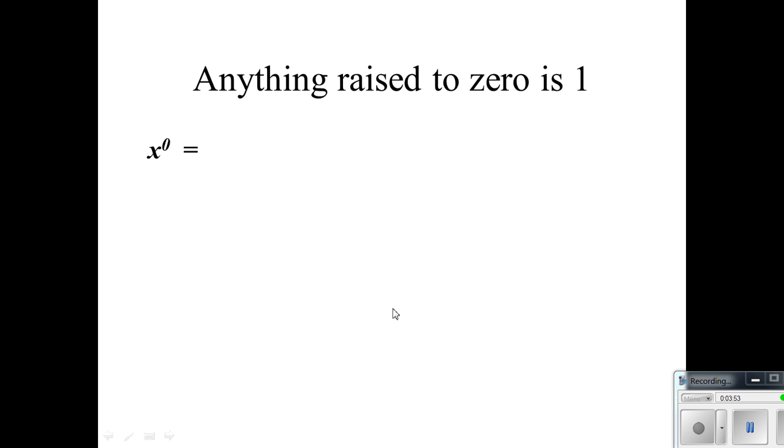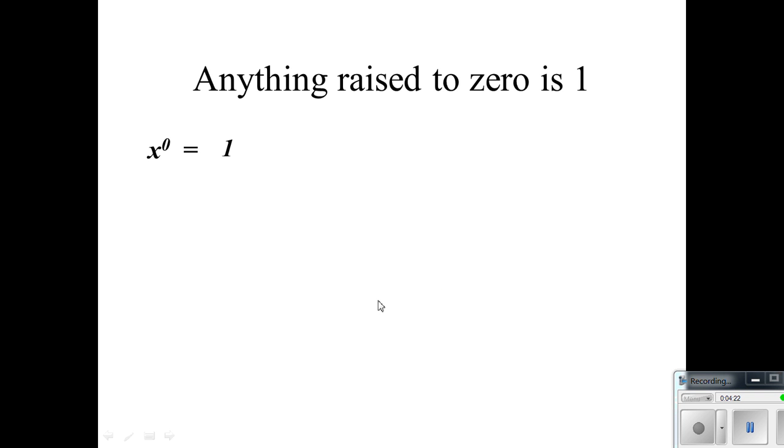Now, before we provide more examples, I would like to review what we learned in Unit 1, that is, anything raised to 0 is equal to 1. But of course, provided that your base is not equal to 0. So here's an example. X raised to 0 is equal to 1. Again, remember the exemption here is that your base cannot be equal to 0.